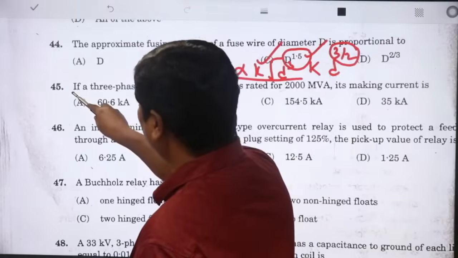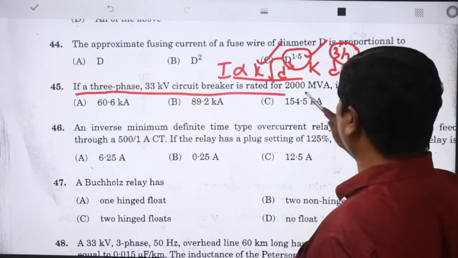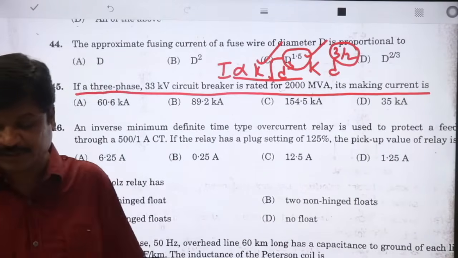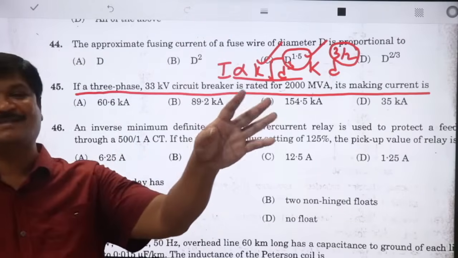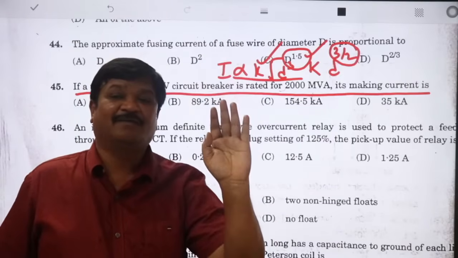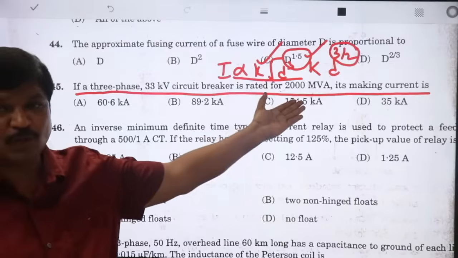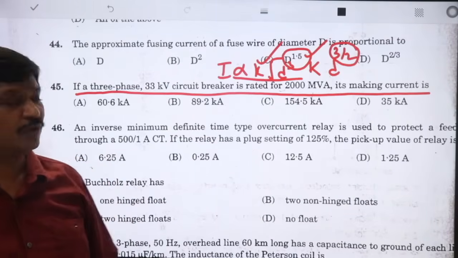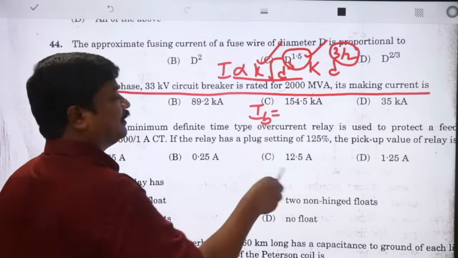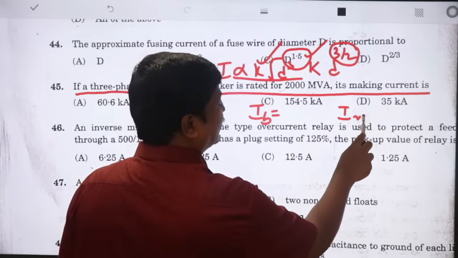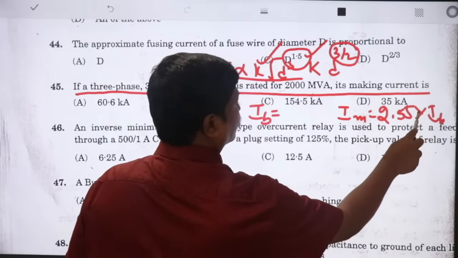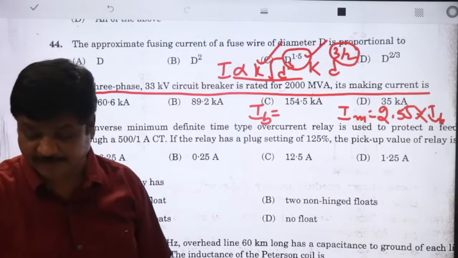Hello my dear students, have you remembered what is the statement I told you when I talk about this question? Whenever making current comes, write down 89 kilo amperes, I told, because that is a question available in the CL Vadva with 33 kV and 2000 MVA. How to get it? We want to calculate the braking current. Making current is equal to 2.55 times the braking current.